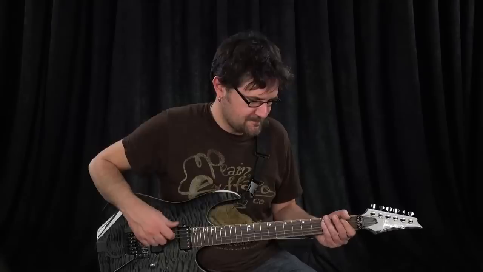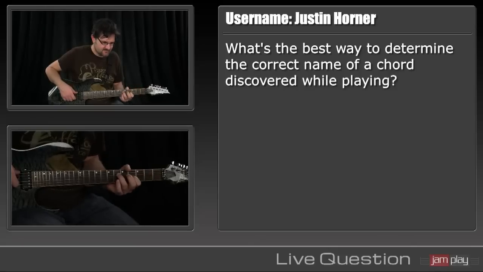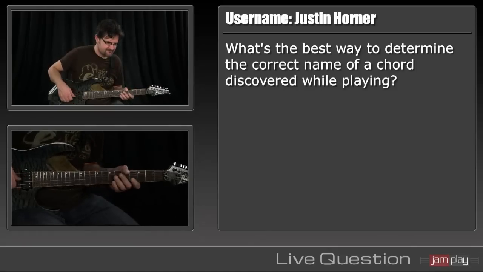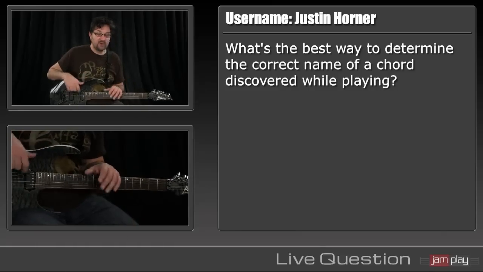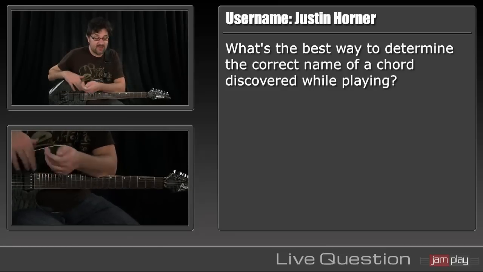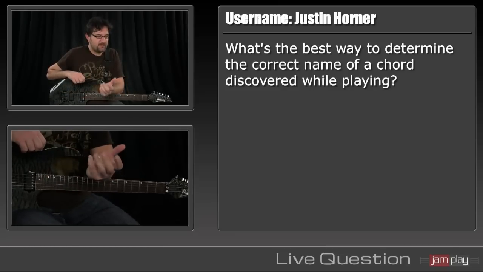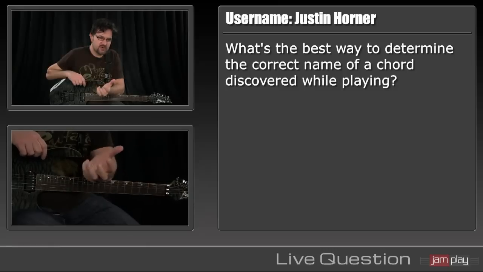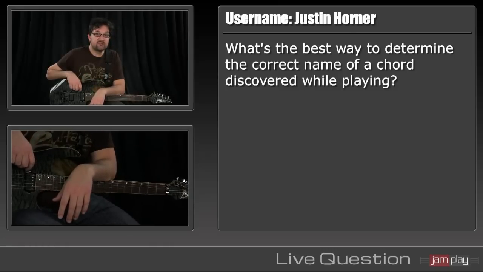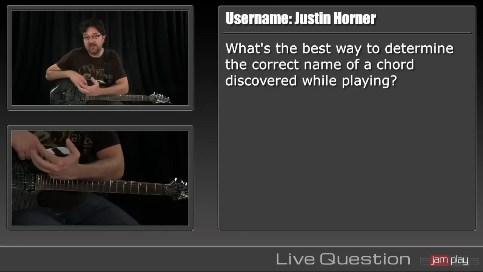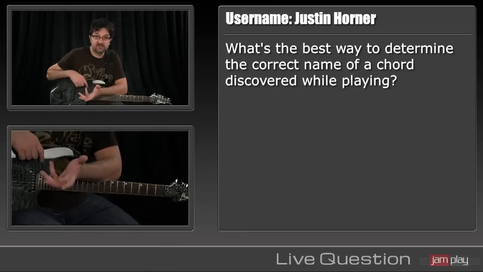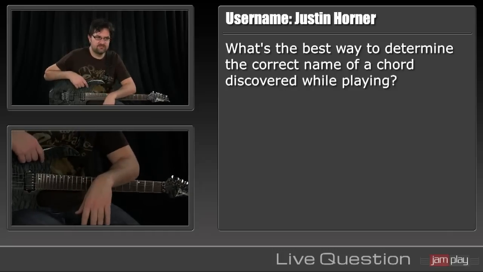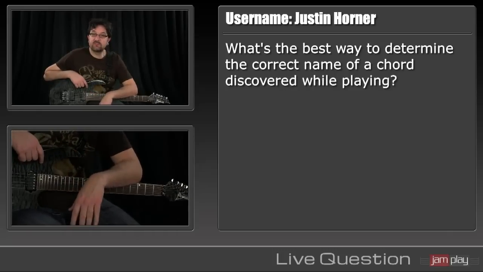Okay, we've got one more, and then I think we can move back into your planned material. From Justin, what's the best way to determine the correct name of a chord discovered while playing? So we're going to talk a lot more about that in a future session, but basically, when you're discovering a new chord, you want to select usually the lowest note of that chord. Start from there, and consider that to be the root of your chord. That's the root, and that's what you're going to name that chord.